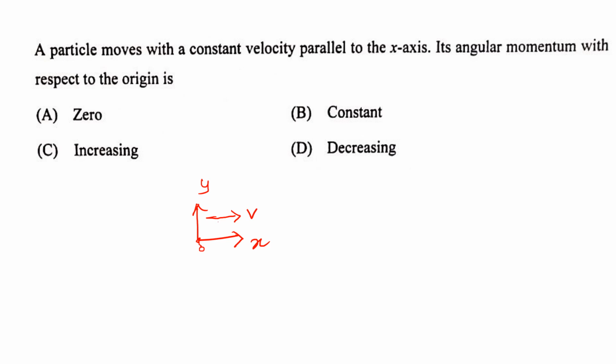So this distance is constant. That is, r is constant. So angular momentum is given by m v into r. So v is constant, m is also constant, r is also constant here. Therefore angular momentum with respect to origin is also constant.